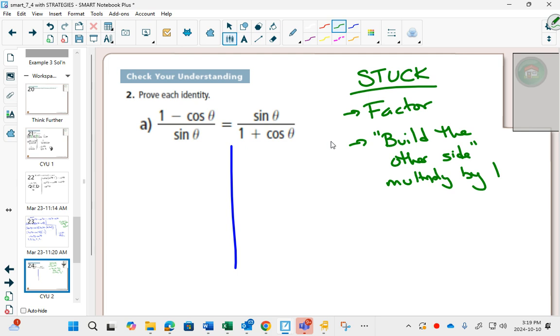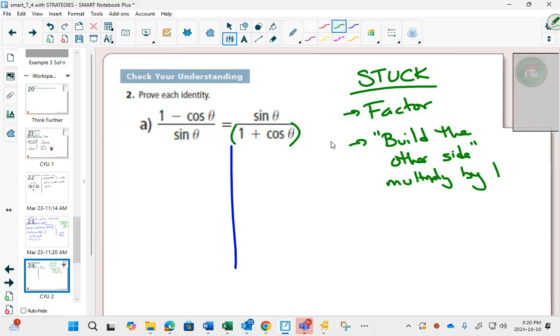Okay? So the build the other side strategy works like this. You're stuck. Your main strategy doesn't work. You've got a single fraction on both sides. They're not equal. And you're like, well, maybe I choose something. I choose either the denominators or the numerators. It really doesn't matter. Most people choose denominators because they're more used to that. I'm going to make my denominators the same.